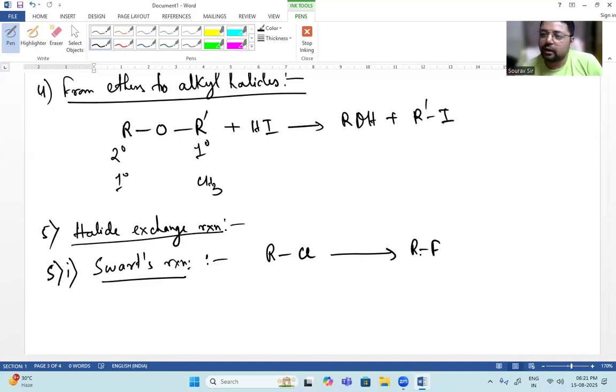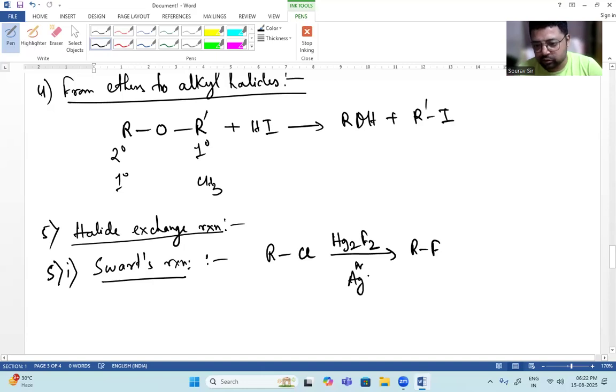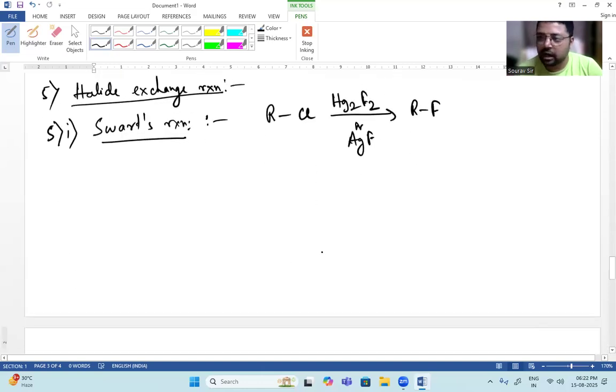because the RF bond strength is huge, and the reaction will produce a lot of heat. The exothermicity of this reaction is tremendous, and it can cause a lot of hazards in the lab. So the main reagent for this is Hg2F2. Sometimes AgF is also used to prepare for this Swarts reaction. This is halide exchange. It can be RCl, RBr, or RI, anything. From there, if you add these reagents, you will get the fluoride.